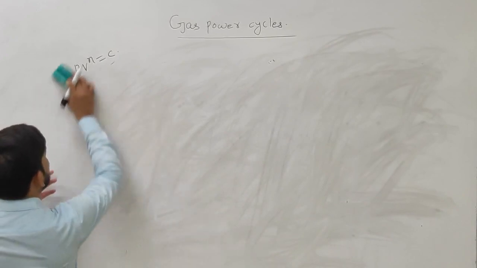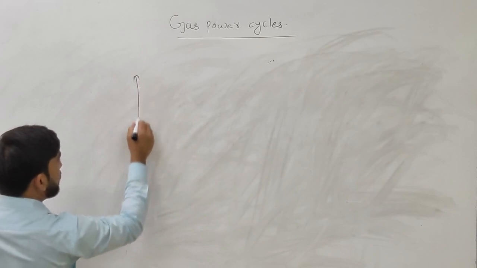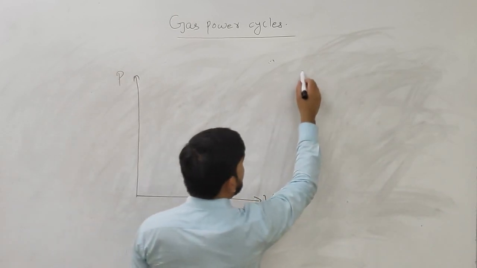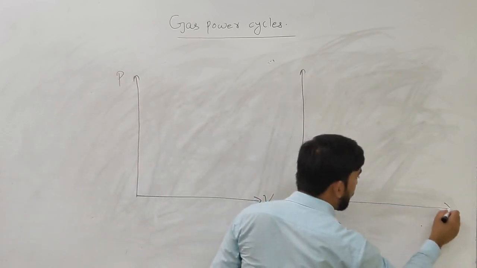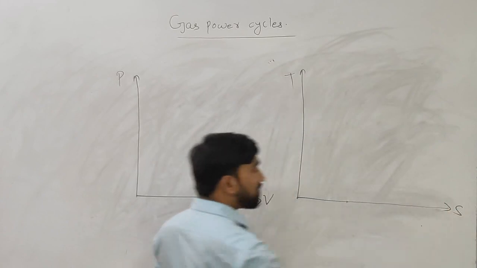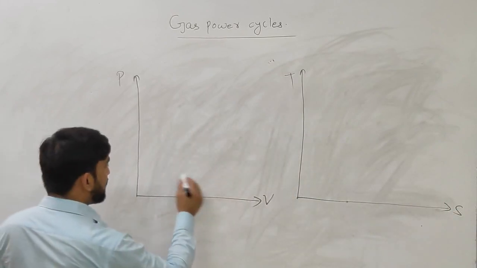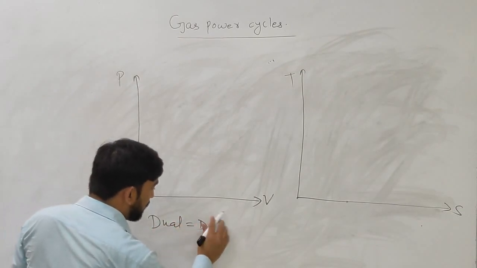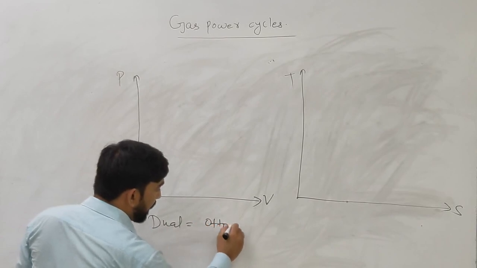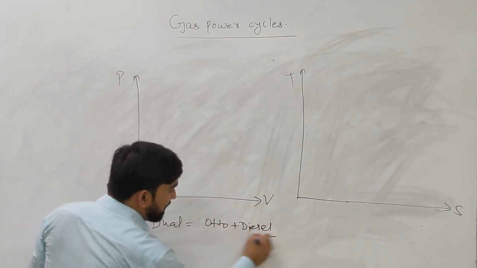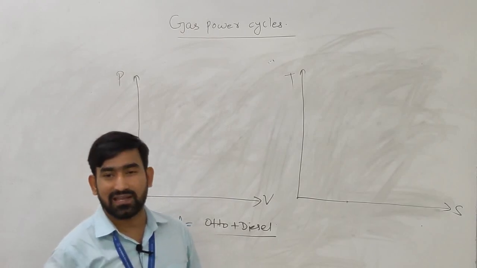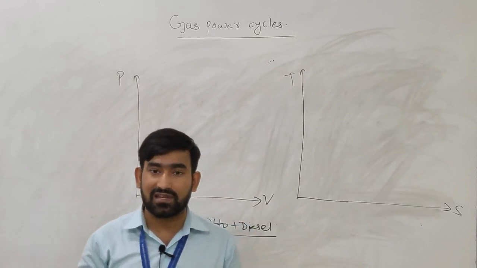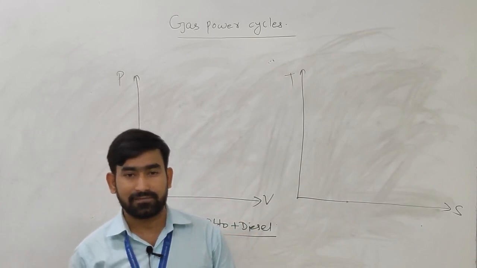So in total there will be 5 processes, and we will draw these 5 processes with the help of polytropic. How can we draw this? Let us see how to draw the PV and TS diagrams in case of the dual cycle. Dual cycle means Otto plus diesel, so it is a combined diagram of the Otto cycle and diesel cycle. We will try to draw all the processes included in the Otto cycle and diesel cycle.